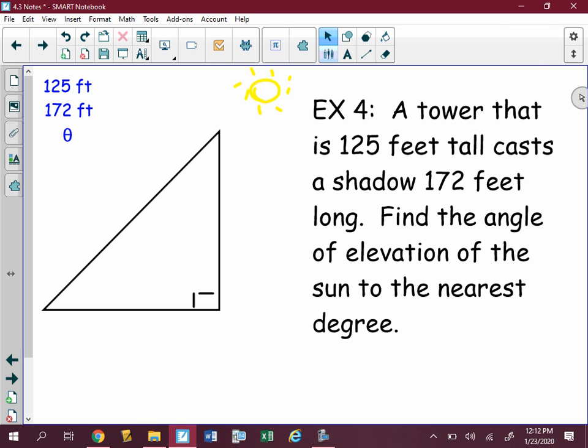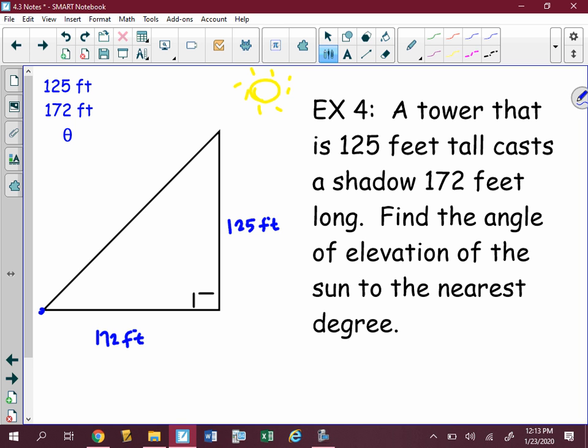So what I know is I know that I have a tower that's 125 feet tall. When you go get measured for your height, do you lay on the ground? Do you stand sideways? No, so we know this is obviously 125 feet, the vertical. Where do shadows occur? On the ground. Shadows do not occur up and down. They do not occur diagonally. We would say that unless there's something impeding it, the shadow would occur on the ground. So there's 172 feet. But now I want to find the angle of elevation to the sun.